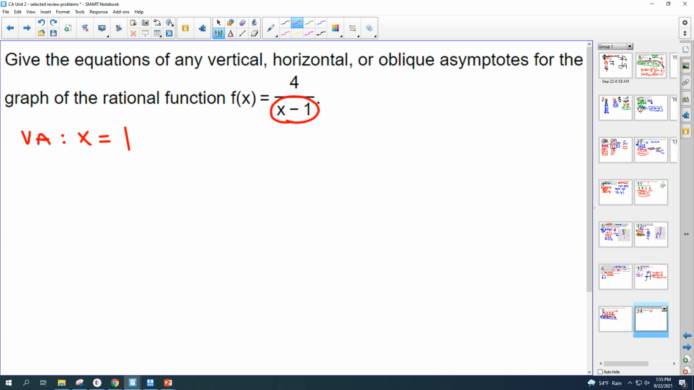All right? Now, horizontal or oblique has to do with the degrees of the top and the bottom. All right? There are no variables on the top, so that's going to be a degree 0, and the bottom is degree 1.